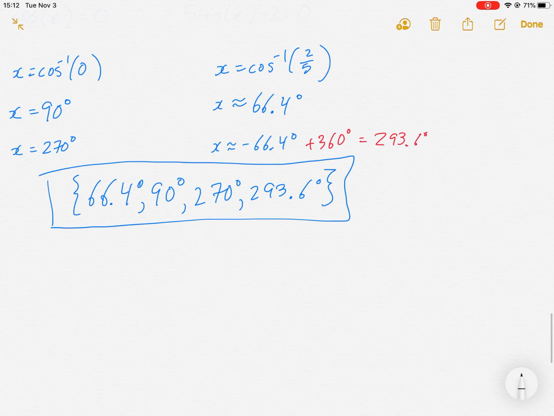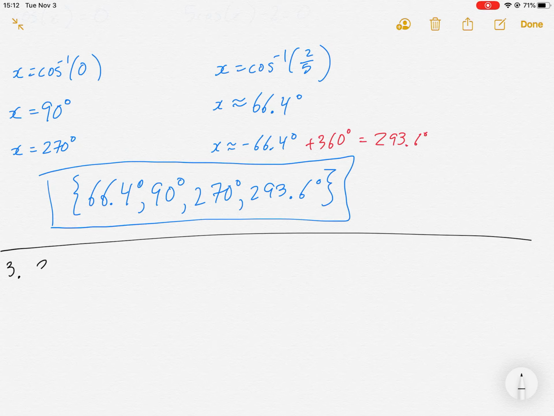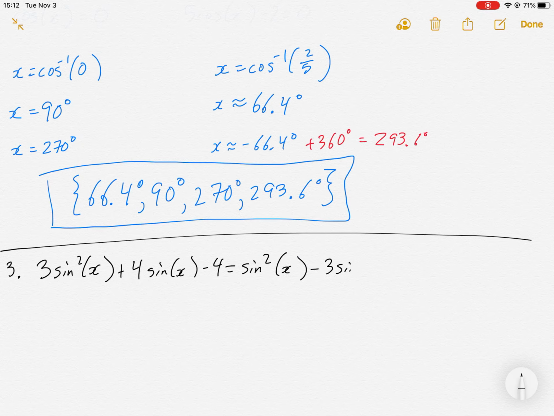All right, let's do one more involving factoring, and this time we're going to take this kind of to the next level of factoring. So let's go ahead and solve 3 sine squared of x plus 4 sine of x minus 4 equals sine squared of x minus 3 sine of x.